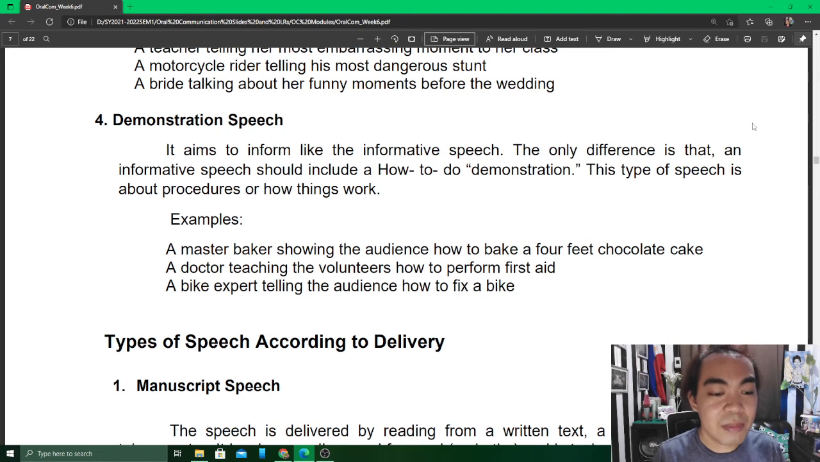Example, a master baker showing the audience how to bake a 4-bit chocolate cake. A doctor teaching the volunteers how to perform first aid. And a bike expert telling the audience how to fix a bike. So makita natin usually sa YouTube. Makita na niyo sa buong uso na niyo sa kung paano maghimo sa muna, paano maghimo sa muna. Wala na sila kasalig or wala na sila kahulat sa mga tudlo pa sa iban ng mga tao sa palibot nila.